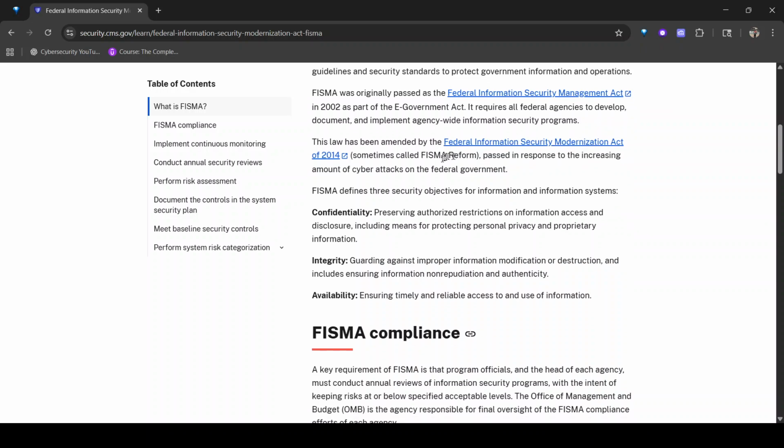This law has been amended by the Federal Information Security Modernization Act of 2014, or FISMA reform, passed in response to the increasing amount of cyber attacks on the federal government.